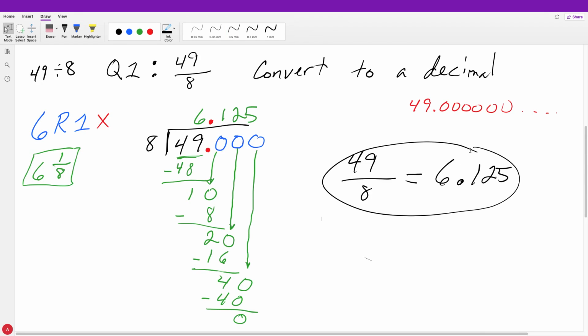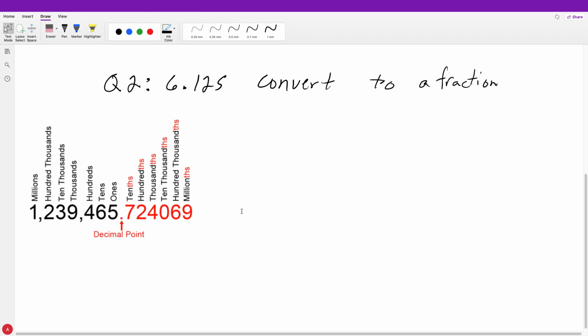All right, now what we're going to do is convert this 6.125 back into a fraction, so you can see how we can go in both ways. When you're converting decimals to a fraction, what is super important is that you know what the place value is of our last decimal. So it's important that you know this, that once we go past the decimal place, our first values are tenths, then hundredths, then thousandths, then ten-thousandths, hundred-thousandths, and millionths, and so on.